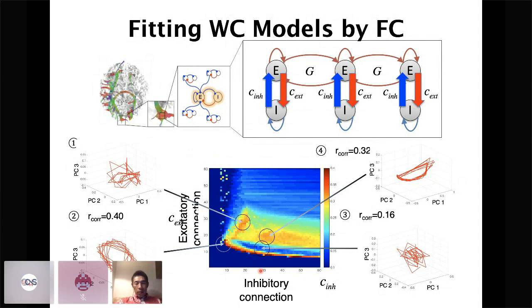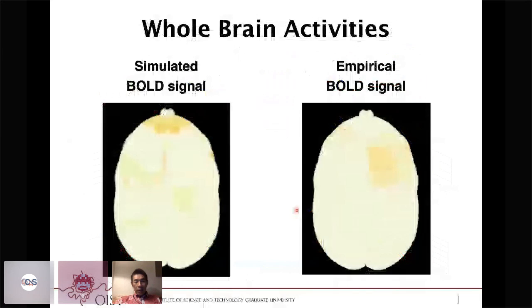So by setting some of the parameters, the functional connectivity produced by the model has a high correlation with the functional connectivity produced from the functional MRI measurements. So that is what we could show from this optimization. And we can also visualize the dynamic activities from the simulated model and the observed BOLD signal.